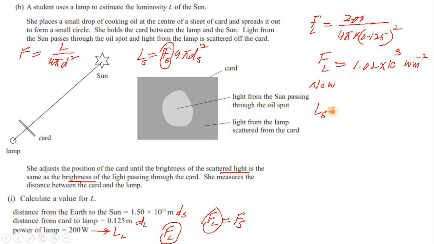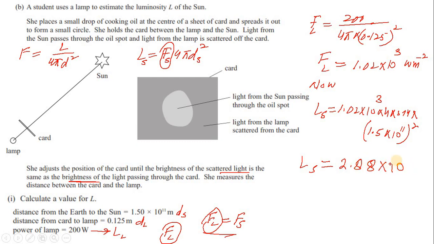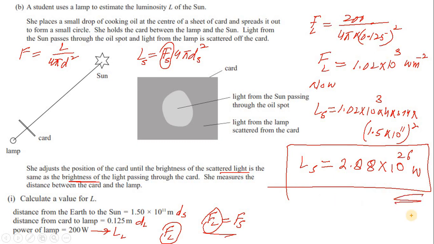Now we can say the luminosity of the sun would be equal to Fs, and Fs is the same as FL, which is 1.02 × 10^3, into 4 into the value of pi 3.14, into ds squared, where ds is 1.5 × 10^11, whole square. Then the luminosity of the sun would be equal to 2.88 × 10^26 watt. That's how you can figure it out.